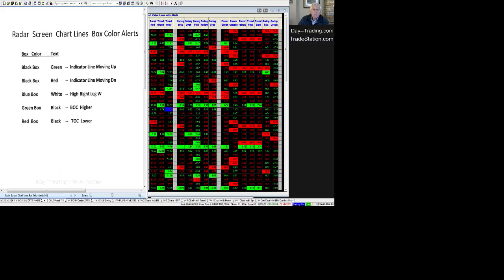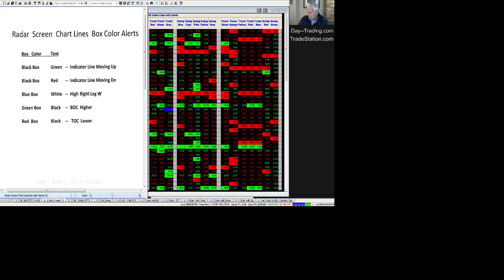We picked those three because they appear quite often in almost all the indicators, except sometimes not so much the high right leg W pattern in the long-term trend lines. Obviously they're slow moving, and so we'll see bottom of cycles higher and top of cycles lower, but you don't see very often a high right leg in your slow moving lines.